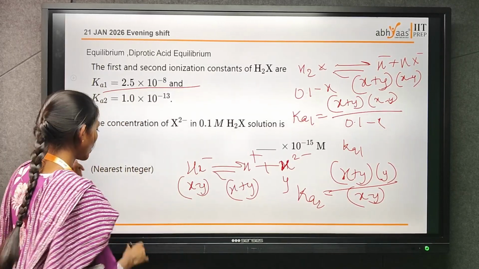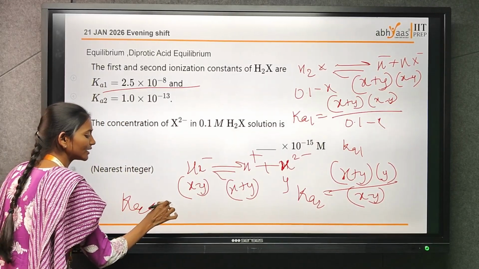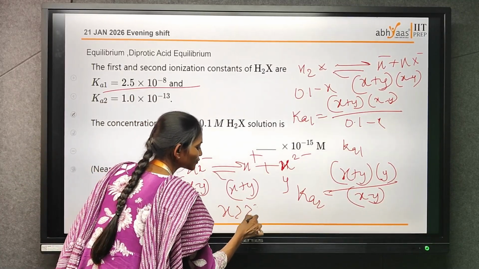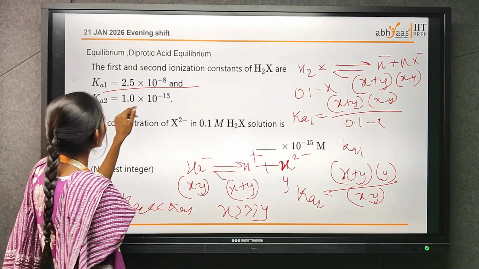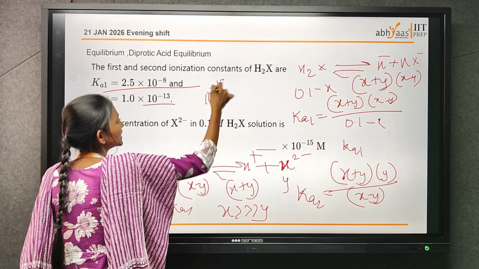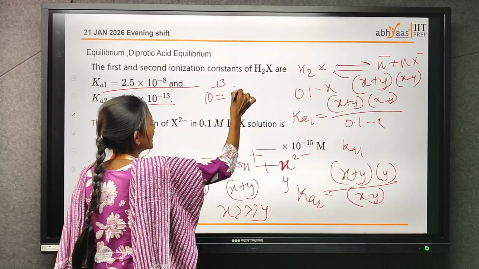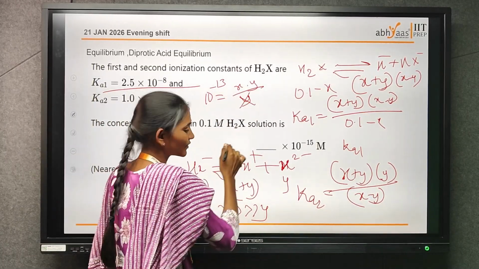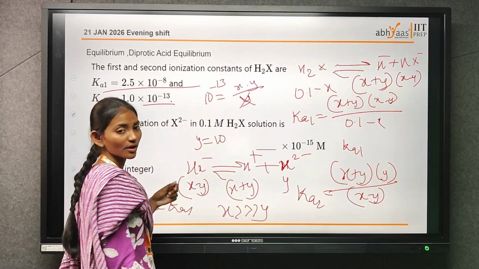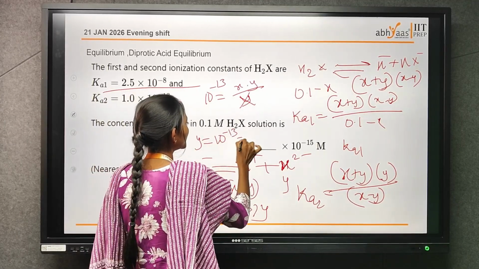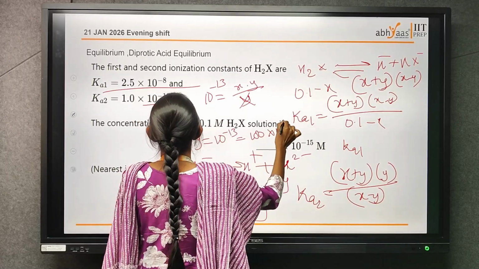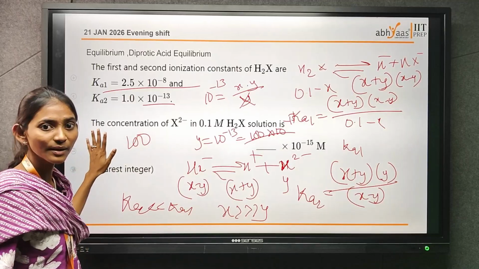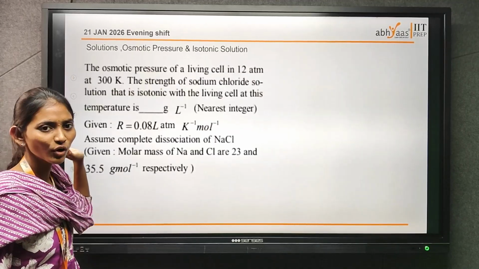Ka2 will be drastically less than Ka1, which means x is much greater than y. They have given the value as 10 to the power of 13. Upon doing the calculation, x into y by y, what do you get? 10 to the power of 13. So upon doing 100 into 10 to the power of 15, your answer will be 100 here. Some tricky question, a moderate one.